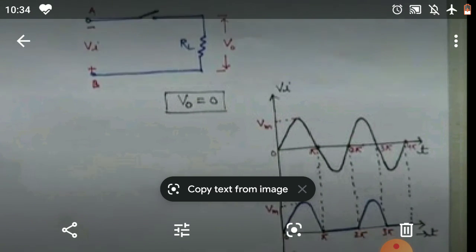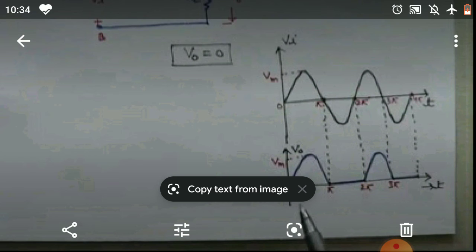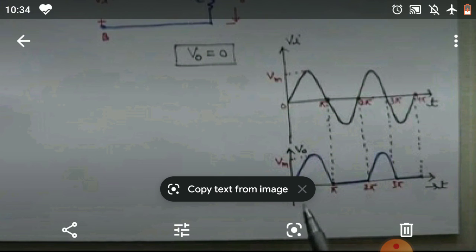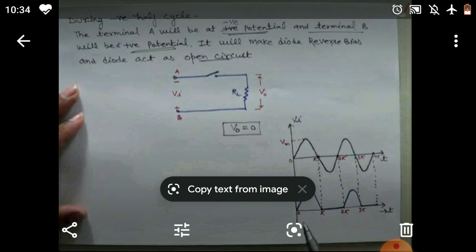The waveform shown here represents the same. The input has positive and negative half cycles, and on the output side we get only the positive cycles across the load resistance RL. The negative cycles are clipped off, or treated as zero, because of the reverse bias of the diode.